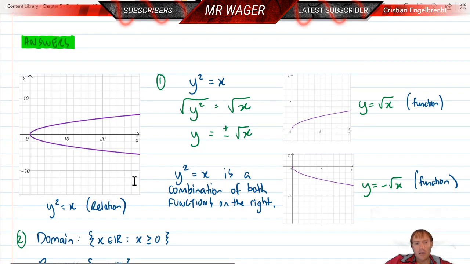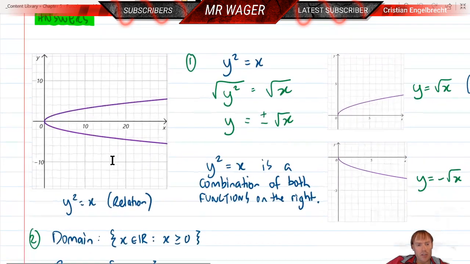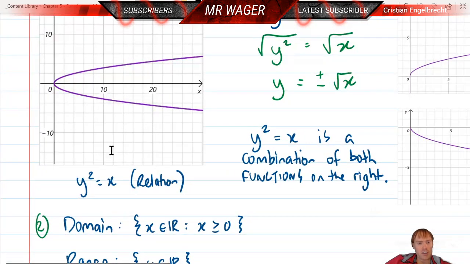Well, the domain of our graph here, so we're just going to really focus in on this graph, this relation. The domain here is x can only be greater than or equal to 0. You can see on my graph here, I've got no negative x values that the graph can handle. X has to be greater than or equal to 0, okay?